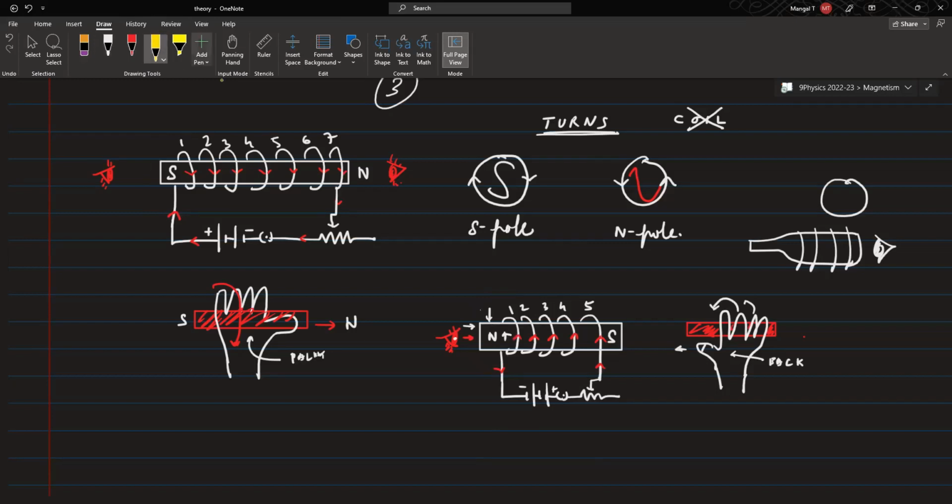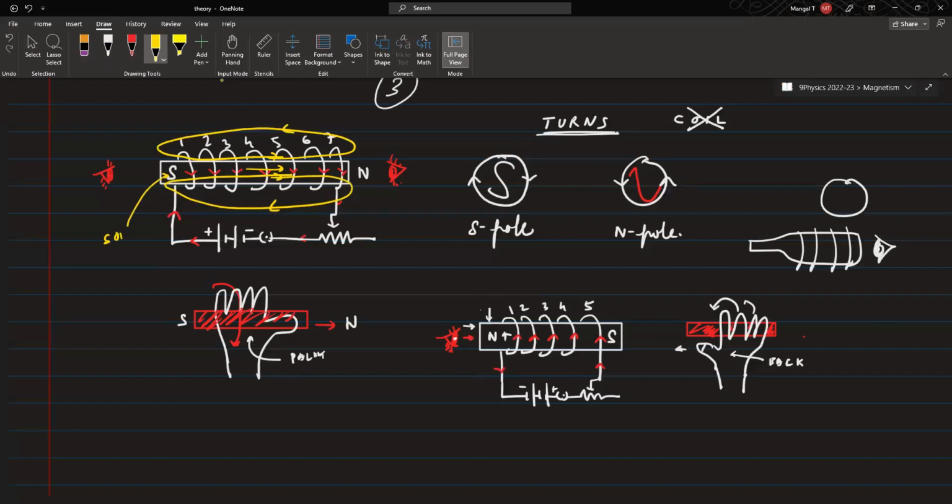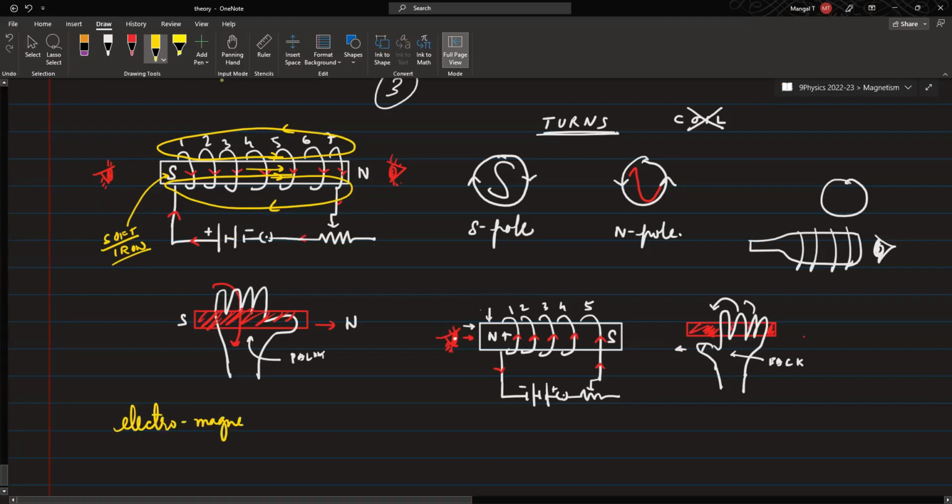Why is this an electromagnet? Because when you allow current to flow, it produces a magnetic field around it. So there is a magnetic field that is created. And in that magnetic field, if you insert a soft iron, that soft iron will behave like a magnet, and it will so behave as long as the current is flowing. That is the reason why it is called an electromagnet. There are so many things that the electromagnet can do, which a permanent magnet cannot.